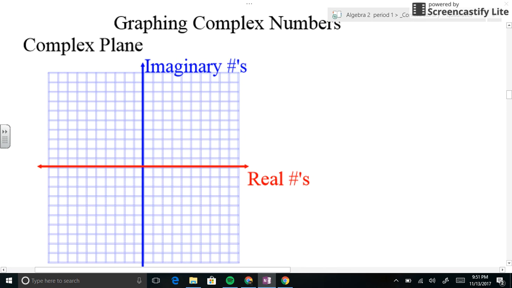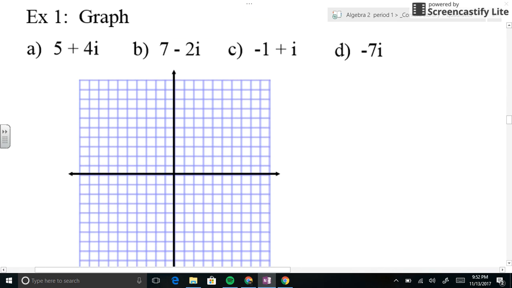Now, if we were going to graph these complex numbers, we're going to have a real axis, which is this red horizontal axis, and we're going to have an imaginary axis, which is this blue vertical axis. So if we have the real part, we go right or left. If we have the imaginary part, we go up or down. So let's take a look at some examples that we can graph here.